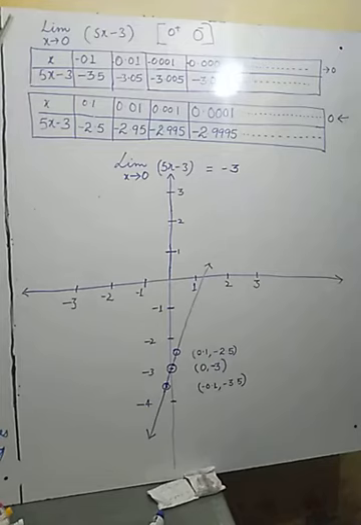Observe here, x tends to 0 means what? We do not take x exactly equal to 0, it is approaching 0. There is a restriction, a limitation. x is not equal to 0, it is approaching 0. So some values of x will be greater than 0 and some values of x will be less than 0.